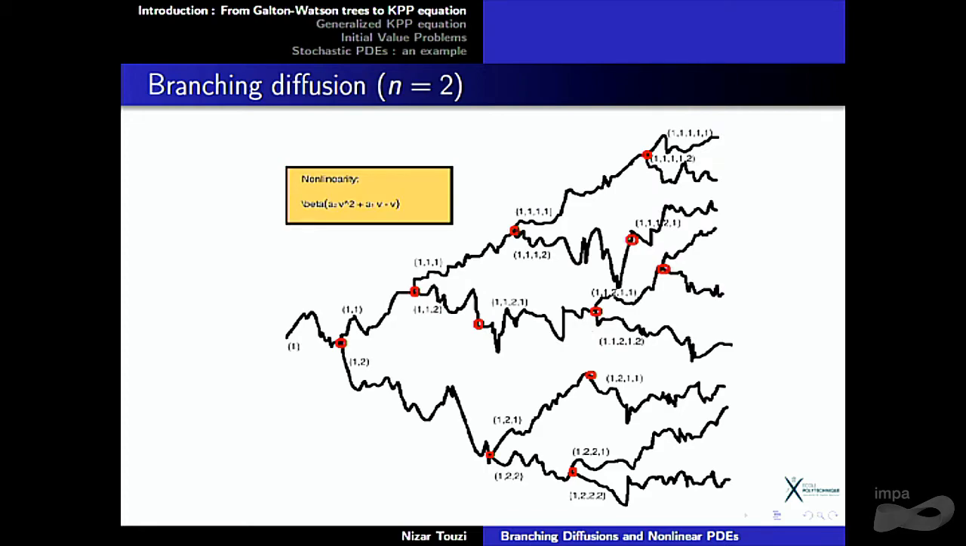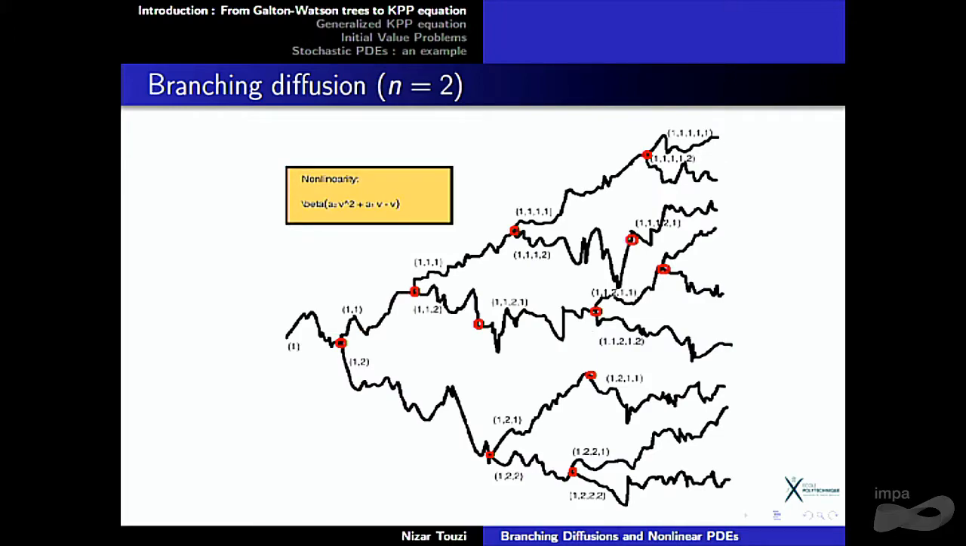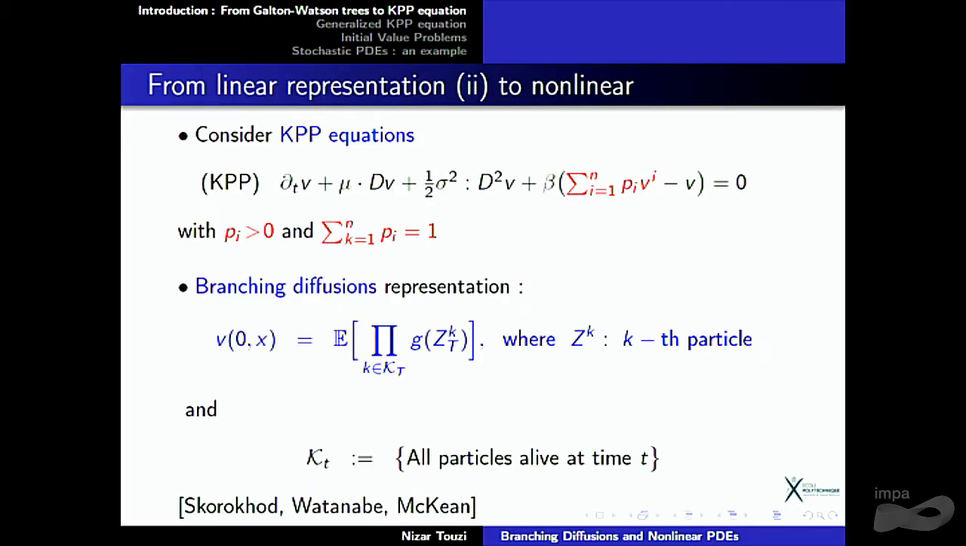So at the end of the tree, you look at the particles which are at the extremes of the tree. So these are my particle k, in K capital T in this notation. K_t is all particles alive at time t. So you take the product over all particles which are alive at time capital T. You see, these ones are alive at time capital T. This one is not alive. This one dies out here. So you just sum up over these final particles, and you multiply these g of Z_T^k.